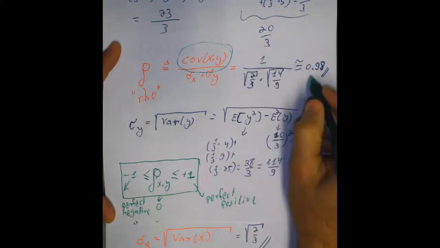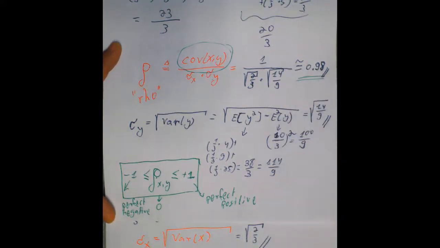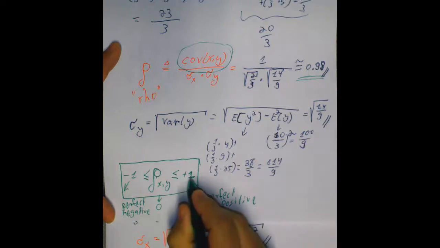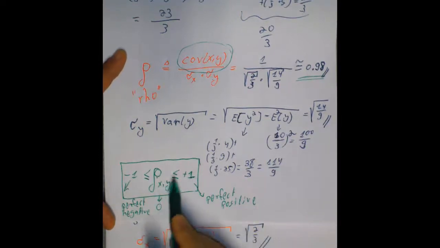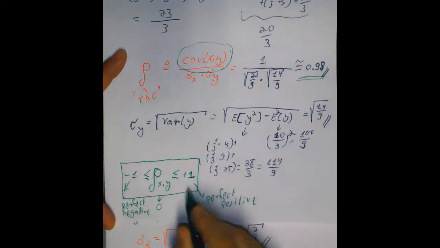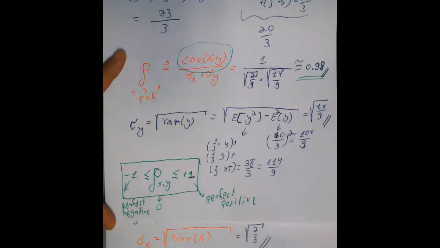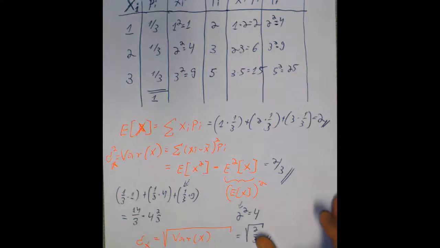Because we got rho is equal to 0.98, which is very, very close to being +1, we understand that the correlation, not only that it is positive, the same thing as the covariance, but it's also very, very close to being +1. It's close to being a perfect positive correlation. It's not all the way there, but it's very, very close. Why is that? Pay attention. Let's go back to our table.